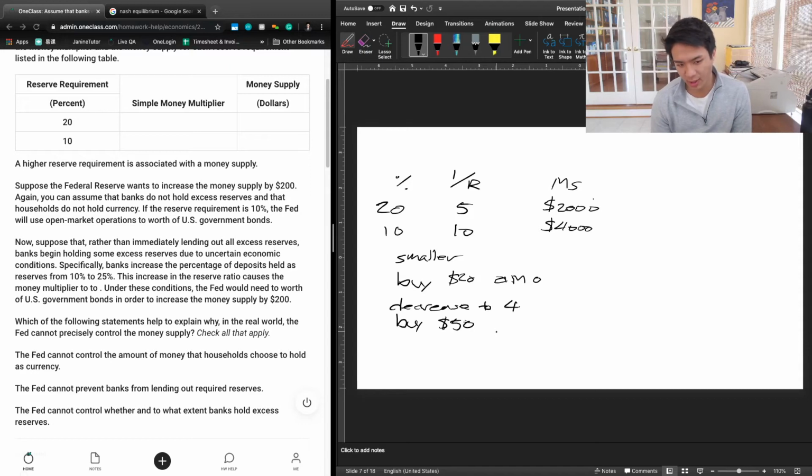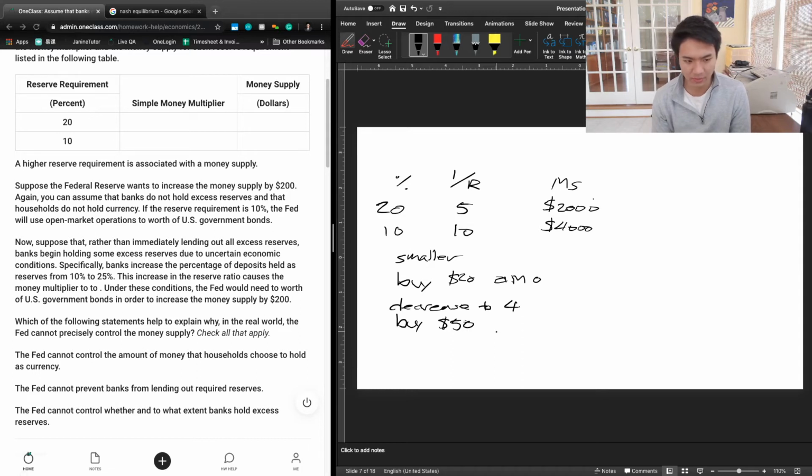Which of the following statements help to explain why in the real world the Fed cannot precisely control the money supply? Check all that apply. Number 1, the Fed cannot control the amount of money that households choose to hold as currency. That is true, right? If households choose to hold more money as currency, then the money supply will be smaller than we normally think it is, because they're not putting it into banks as deposits. So that's one thing that means the Fed cannot precisely control the money supply.